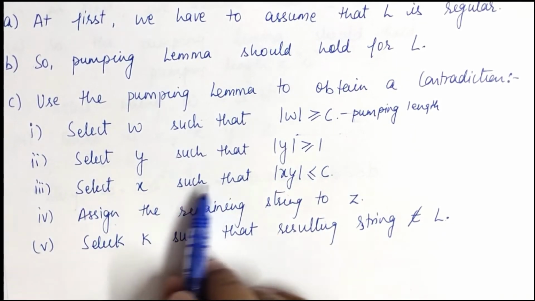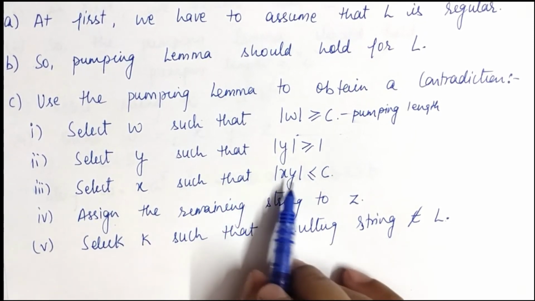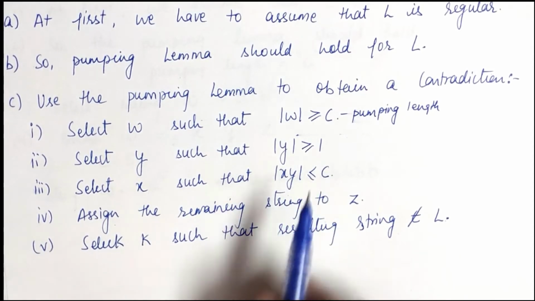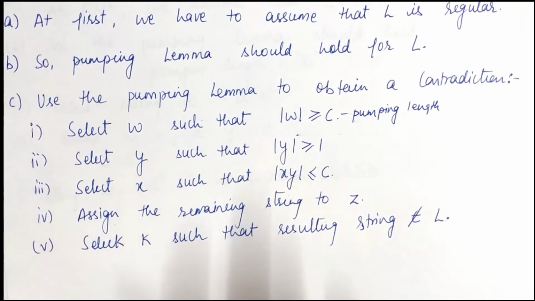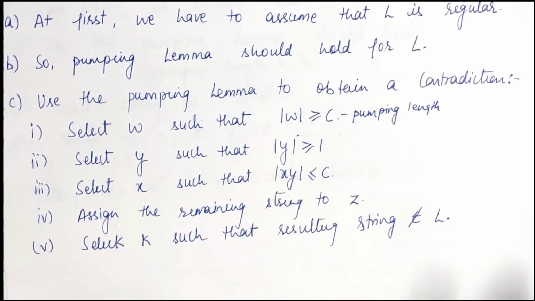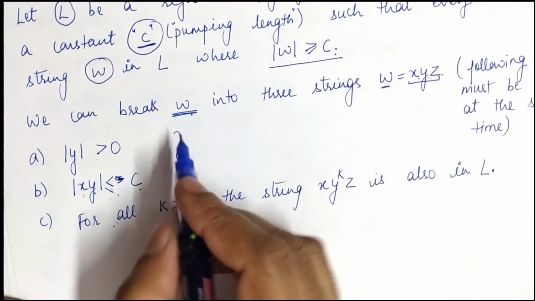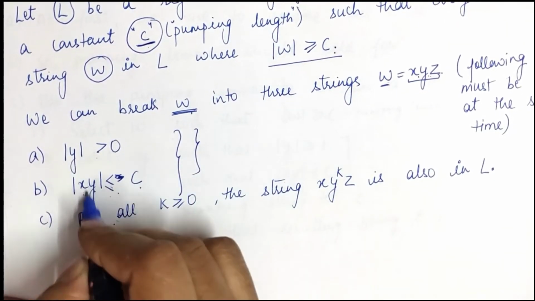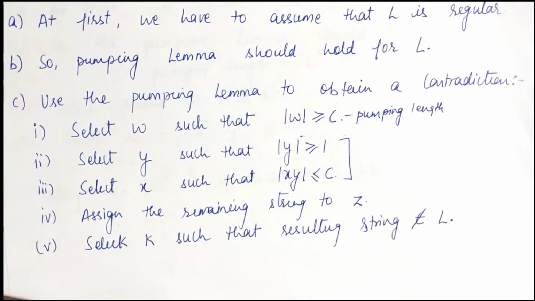We select X such that the length of X and Y is less than or equal to C, and the remaining string we assign to Z. Okay. So these two conditions come from the pumping lemma theorem, the first and second condition.